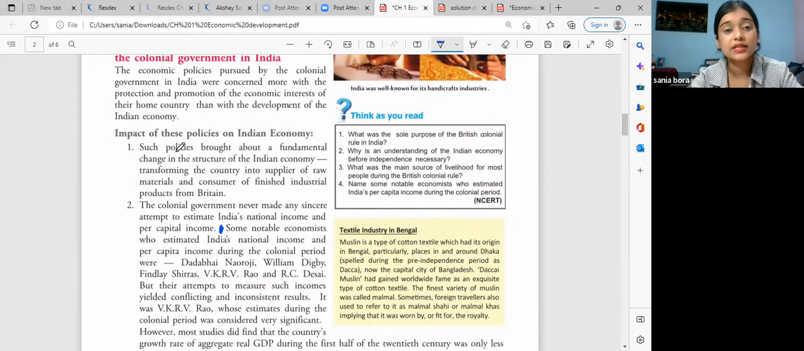Just write the first point. Such policies brought a fundamental change in the structure of the Indian economy, which led to transforming the country into a supplier of raw material and consumer of finished industrial products from Britain. Clear? Just write the first point and let me know. Then I'll explain the second point.